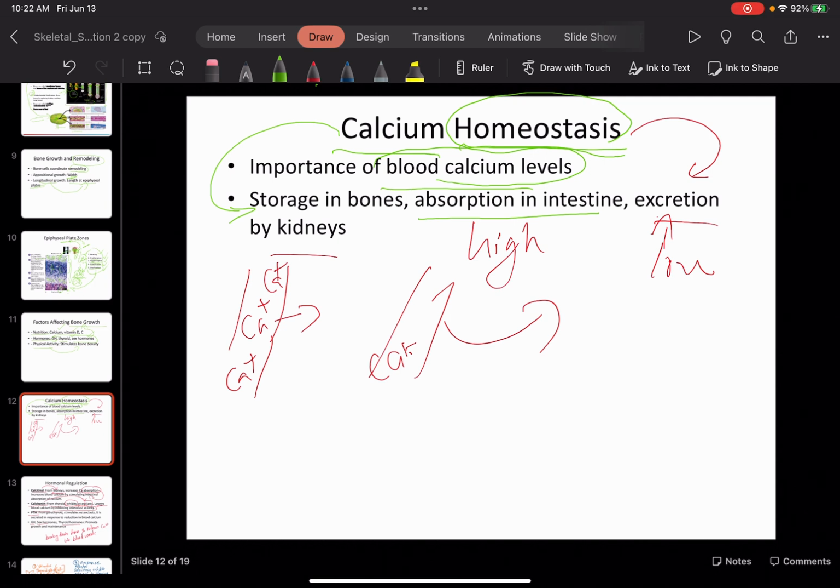So calcium, if you have too much calcium in the diet, it can be stored in the bone. Also, calcium can be absorbed through the small intestine. If you're eating a diet with a lot of calcium, it can be excreted through the kidneys. Calcium is carried through the blood vessels. If calcium is too much, it is going to be stored in the bone. If we have low calcium in the blood vessels, we start absorbing from the small intestine.